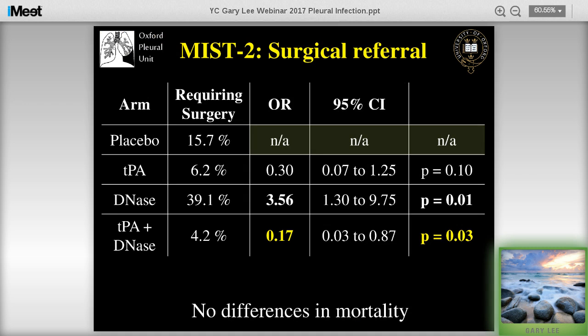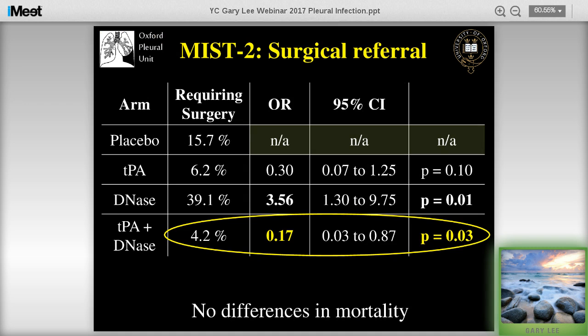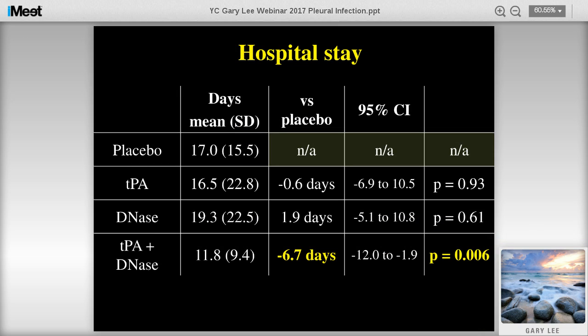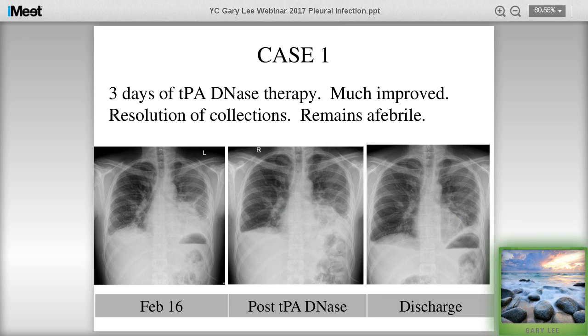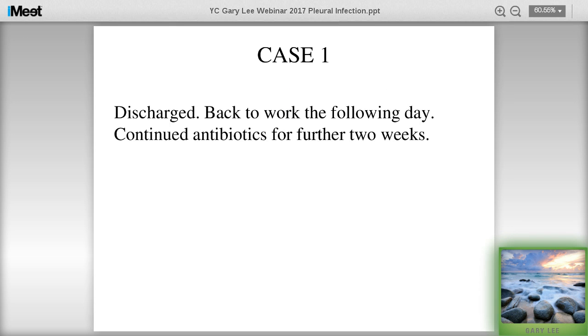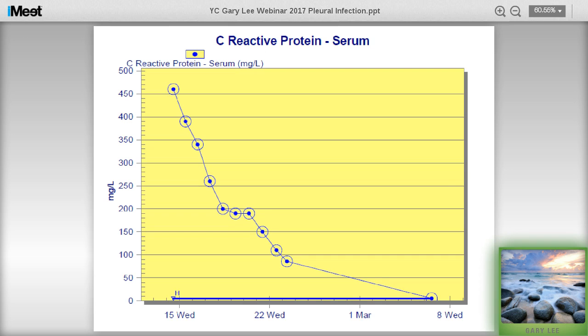the clearance radiographically. Also, 15% of the patients in the placebo group ended up in surgery, but TPA and DNase cures 96% of the patients without requiring surgery. It has also shown a significant reduction in the days spent in hospital. So this patient had 3 days of TPA and DNase, and you can see a very nice clearance of the collections, and he became afebrile, C-reactive protein settled, and he was discharged on that X-ray. He was back to work the next day and continued oral antibiotics for a further 2 weeks.